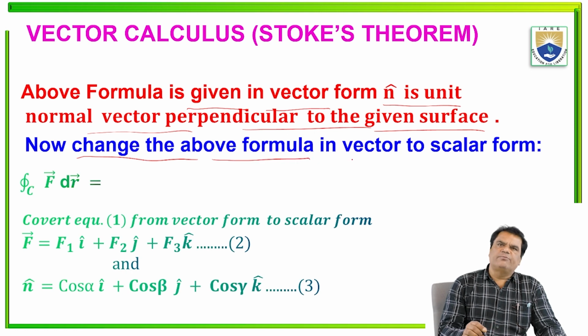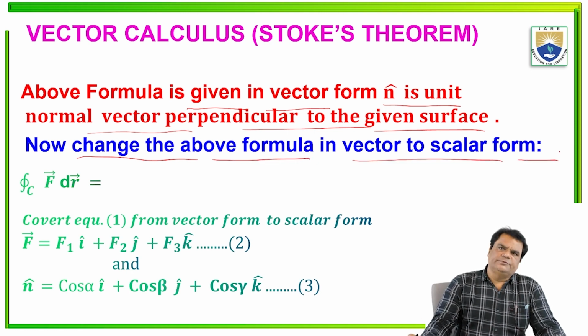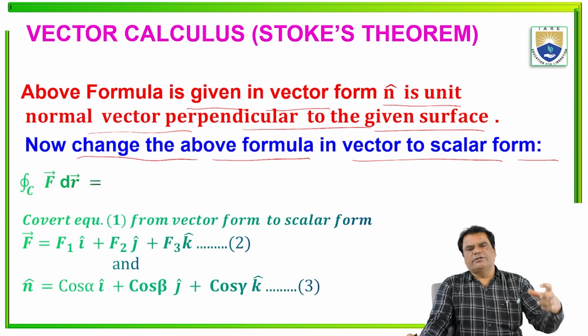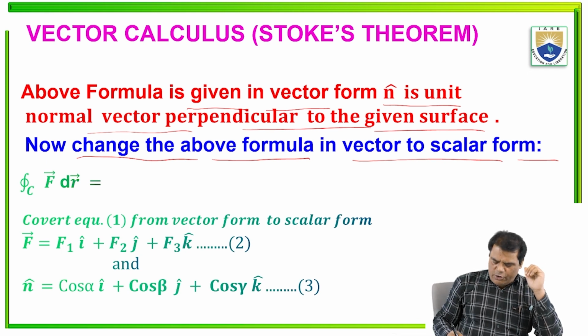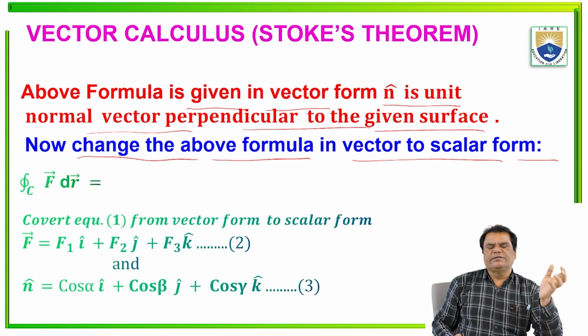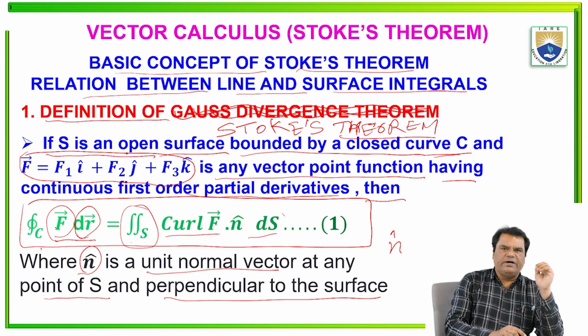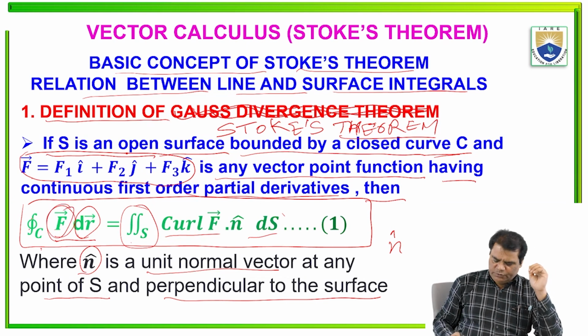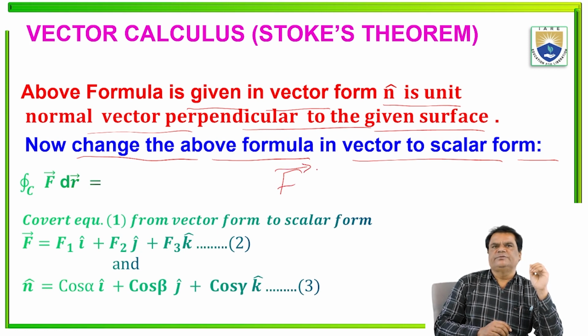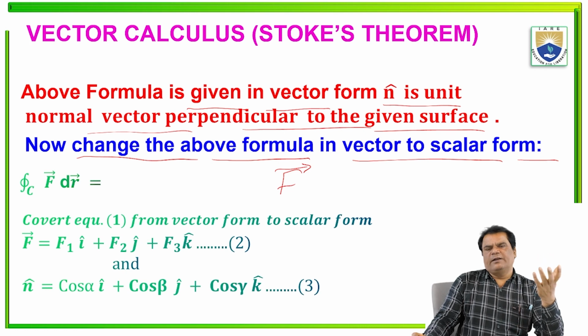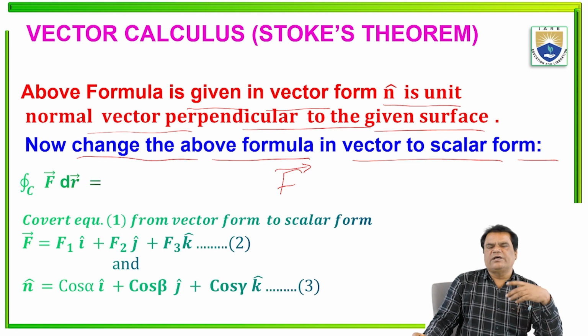Now change the above formula from vector to scalar form. How can we change the formula of Stoke's theorem from vector form to scalar form? The values given in Stoke's theorem: first is the vector point function F. F is the given vector point function, which is the value of the function at any point on the surface.